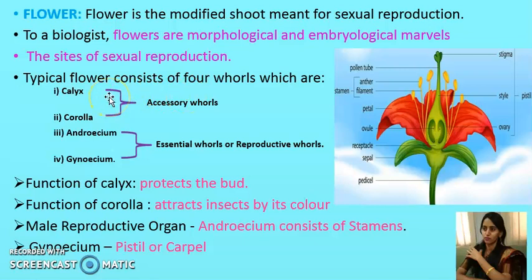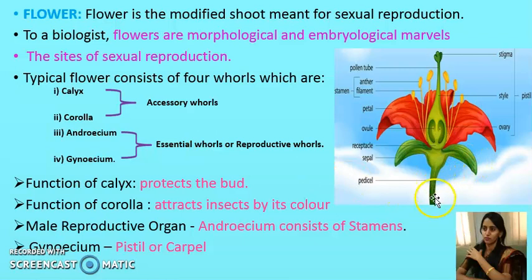The typical angiospermic flower consists of 4 whorls, that is the outermost whorl called calyx, followed by corolla, androecium and gynoecium. The calyx and corolla are known as accessory whorls because they perform secondary functions like protection of androecium and gynoecium when they are in bud condition. Then androecium and gynoecium are known as essential whorls or reproductive whorls because they take part in the process of sexual reproduction. Look at this flower.